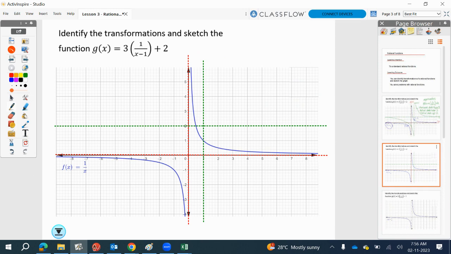So here's the function again. What are the asymptotes? This asymptote is x equals 1. This asymptote is y equals 2. Can we see these two numbers in the function? Yeah. This asymptote here, the vertical asymptote, is called the vertical asymptote.